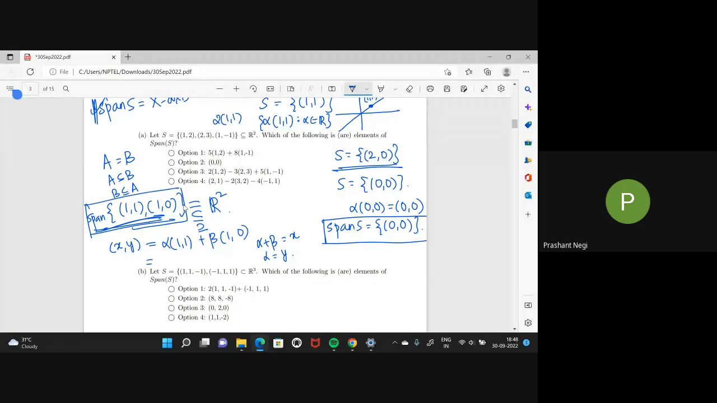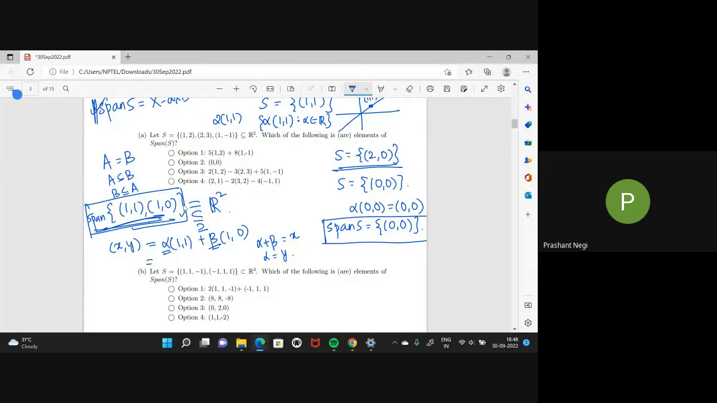Every possible linear combination of this. Is this a linear combination? Yes, ma'am. I want to check whether every element in R2 can be written as a linear combination of these two elements, right? Yes, ma'am. I'm just checking that if I find out alpha and beta, I'm done, right?